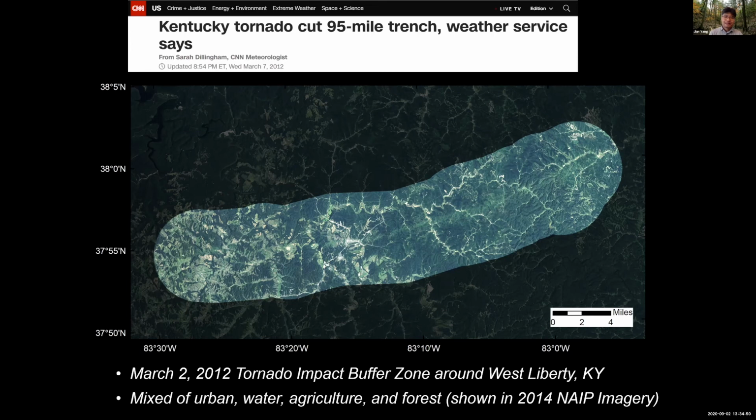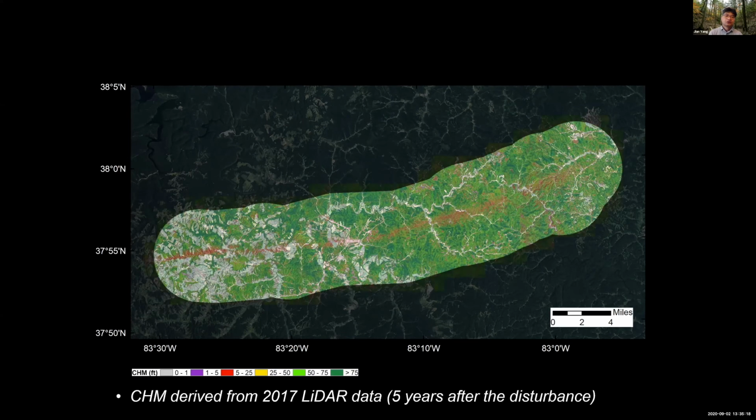So we can use the aerial imagery to help us understand the impact of the tornado. As you can see, in the center of this buffer zone is where the actual tornado path is, where the color changes to slightly lighter. But that's just visualization. How can we really quantify the impact? We can use the LIDAR data to look at the canopy height.